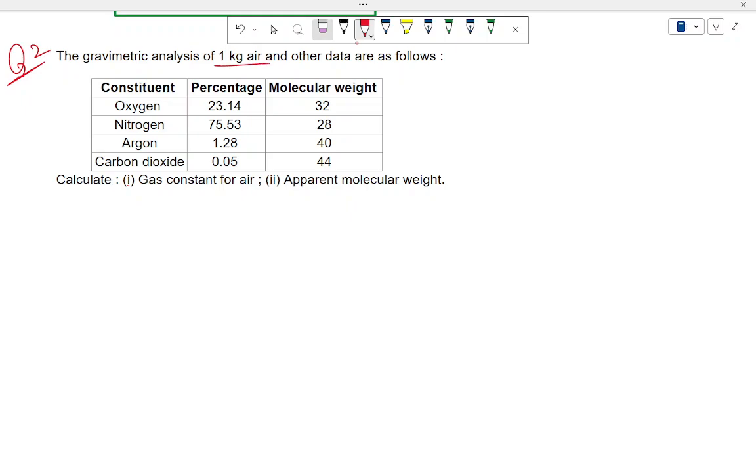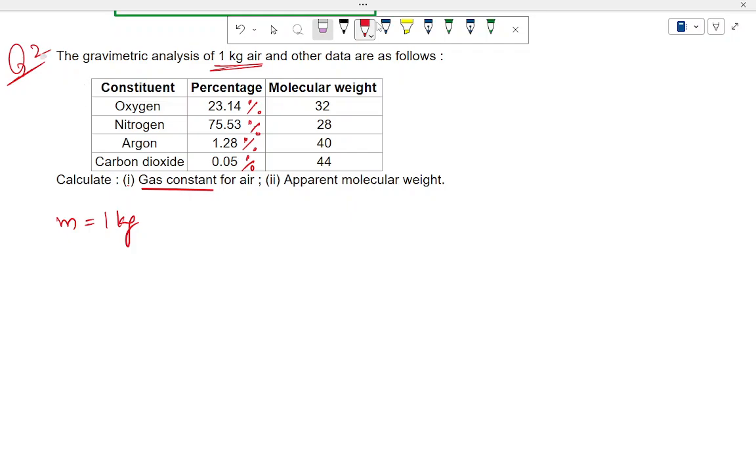And he has given 1 kg of air here. M is equal to 1 kg. That's the given data. And he has also given the percentages here. These are the percentages of various things, that is the oxygen, nitrogen, argon, carbon dioxide. And he is asking you to calculate what is the gas constant of air for these molecular weights.